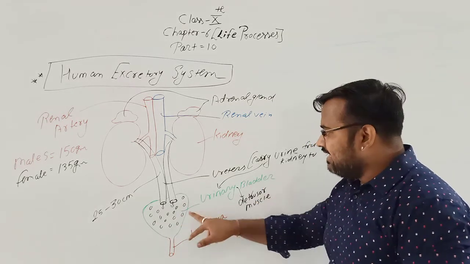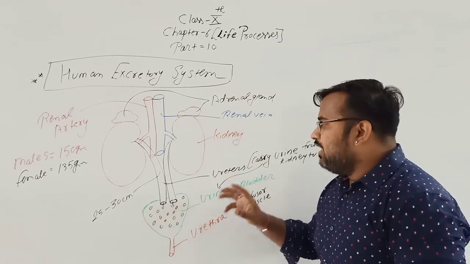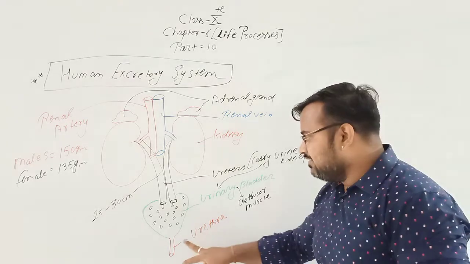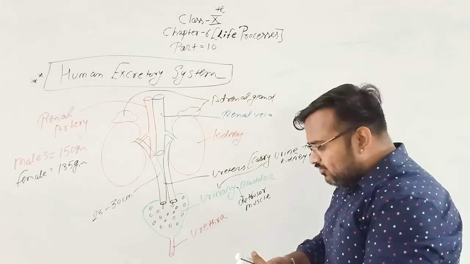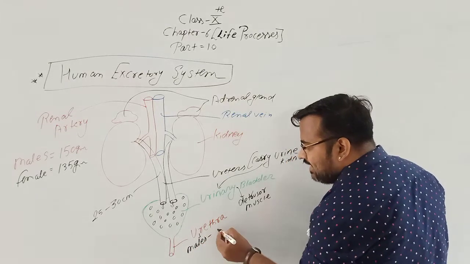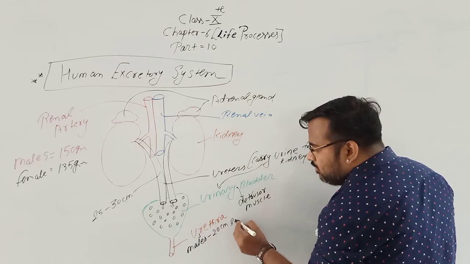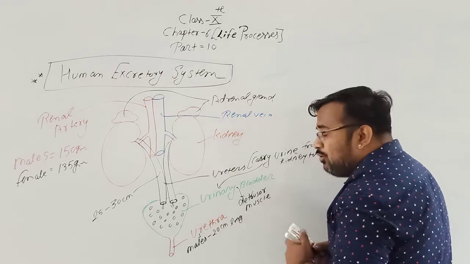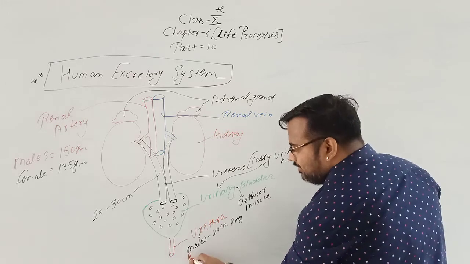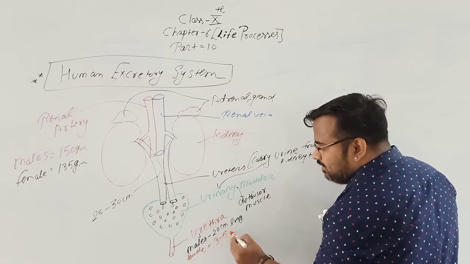Finally, when this bag is full of urine, the urine is excreted from our body through the urethra, a tube-like structure. In males, the urethra is about 20 centimeters long, not exactly, about 20 centimeters. And in females, the urethra is 3 to 5 centimeters long.